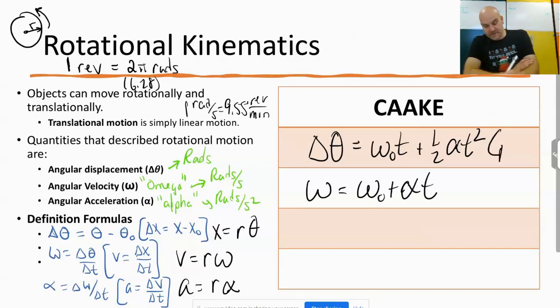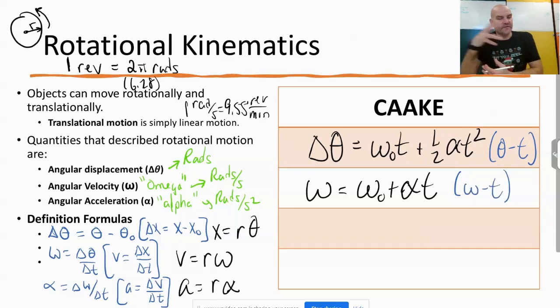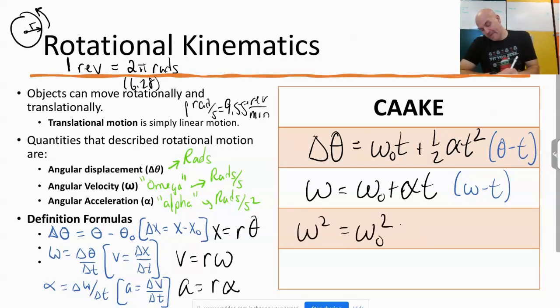So remember, the quadratic is, in this case, our theta-t graph. And then the next equation, omega equals omega 0 plus alpha t, would be our omega-t graph, right? So the stuff we talked about graphing way back in Unit 1 is the same as we do here. And then we have our equation with no time. And then the one that the test does not give you.